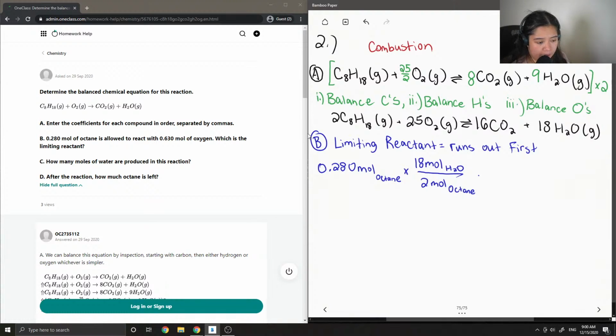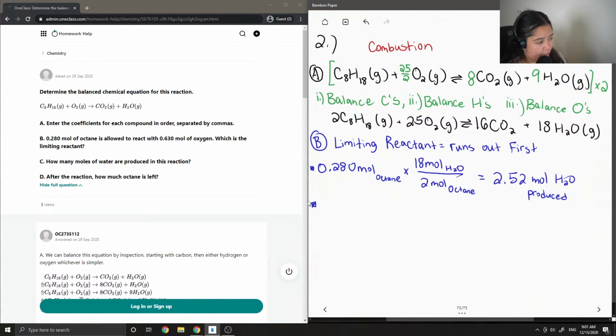Okay, so if we multiply 0.28 by the ratio 18 over 2, you should get 2.52 moles of H2O produced. Okay, so this is with octane.